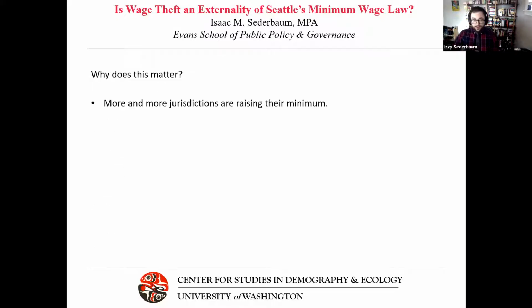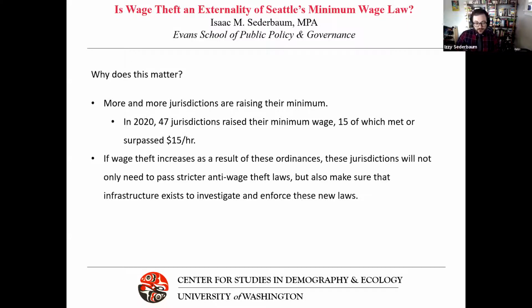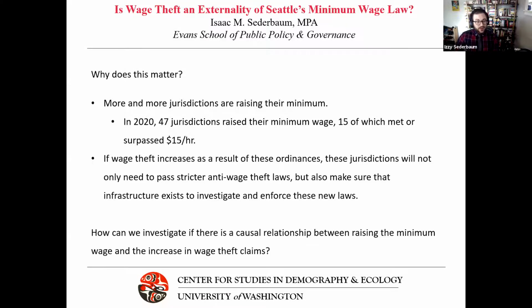So why does this matter? Well, more and more jurisdictions are raising their minimum wage. This year, 47 jurisdictions raised their minimum wage and 15 met or surpassed $15 an hour. If wage theft increases as a result of these ordinances, these jurisdictions need to pass stricter anti-wage theft laws and also need to make sure that there's an infrastructure to investigate and enforce them. So my question going forward, and please join me in the poster section, is how can we investigate if there is a causal relationship between raising the minimum wage and an increase in wage theft claims? Thanks.